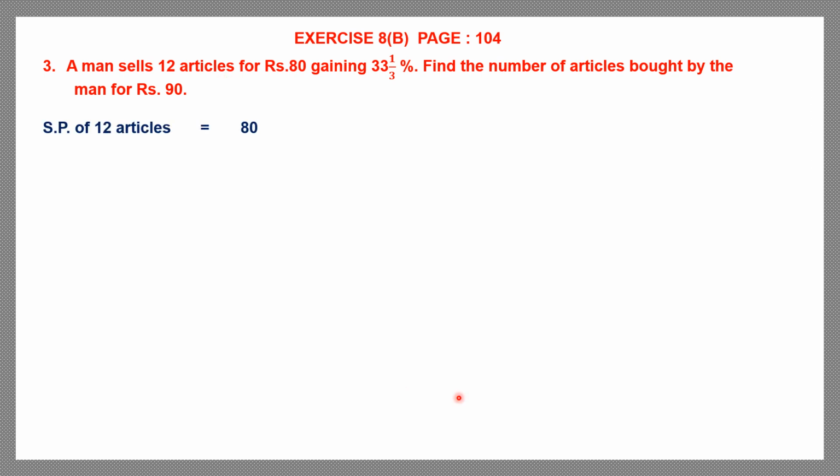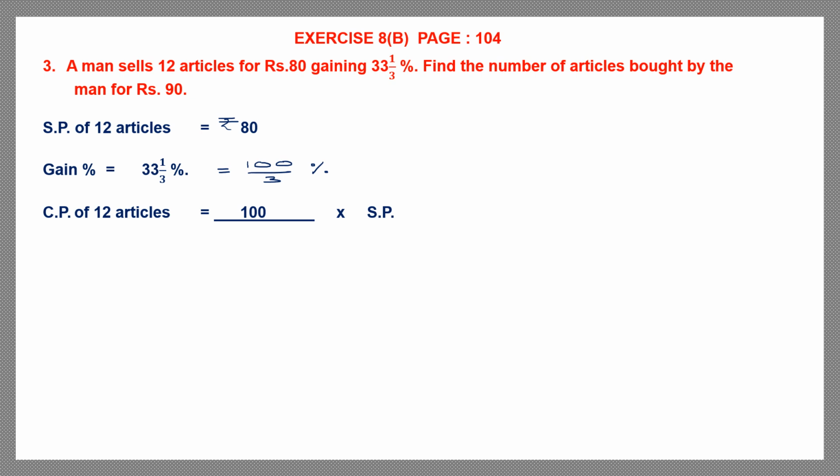So let's begin by saying the selling price of 12 articles is 80 rupees. The profit percent, or the gain percent, is 33 1/3. Let's convert this: 33 into 3 is 99, plus 1 is 100, so this is 100/3 %. This is the profit percent. Now we can find the cost price by using the formula 100/(100 + profit percent) into selling price. So this is 100/(100 + 100/3) into the selling price, which is 80 rupees.